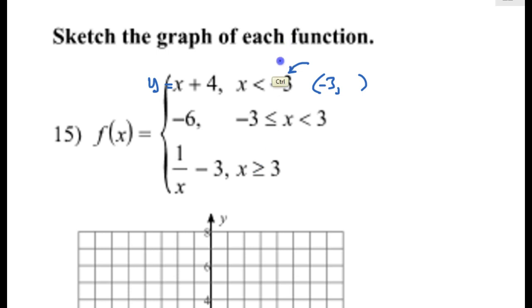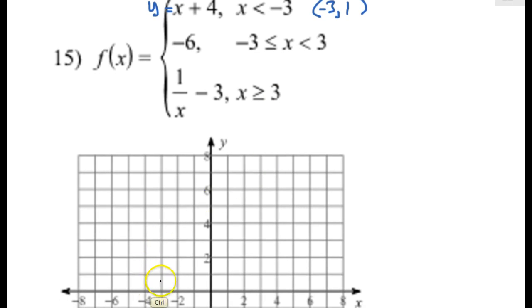So to find the y value, I need to take the x value and substitute it into this piece of the function. If I put -3 right here, that's -3 plus 4, that's 1. So that tells me that -3 comma 1 is the endpoint of this piece. I also know it's going to be an open circle because it's not included. We want values less than this point, not equal to. There's no equal to. So open circle at -3 comma 1. So here I go. -3 comma 1 is right here, and I'll put an open circle.